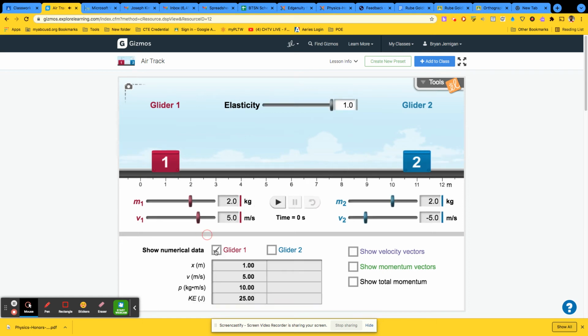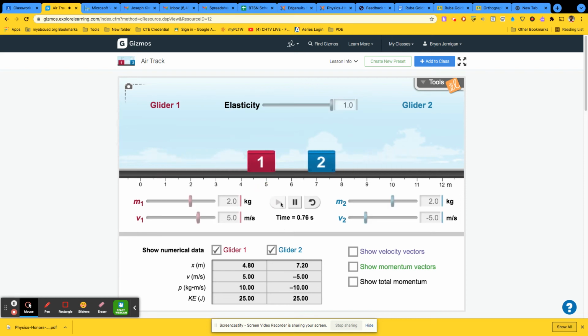Let me go ahead and turn on numerical data for the gliders. If you look down here, the velocity of glider 1, which is the red one, will be 5 meters per second, and the velocity of the second glider will be negative 5 meters per second. Both objects have the exact same mass, 2 kilograms. One is moving to the left and the other one's moving to the right. When the two collide, you notice that the velocities simply change direction. However, they remain the same magnitude.